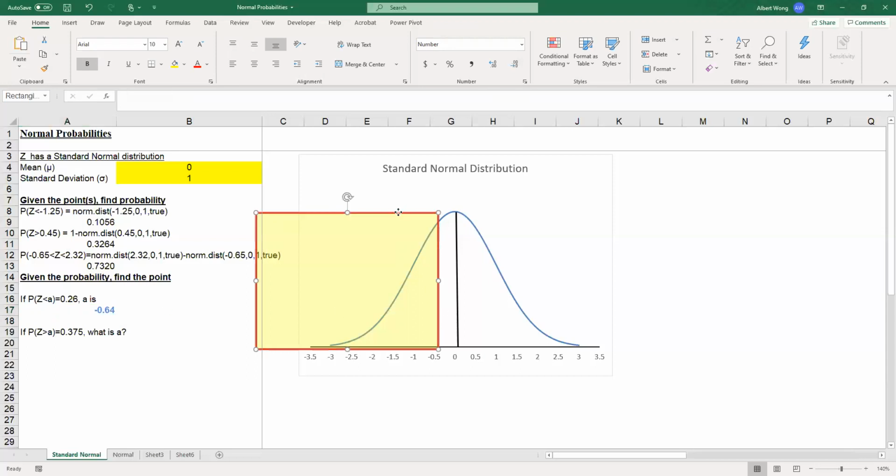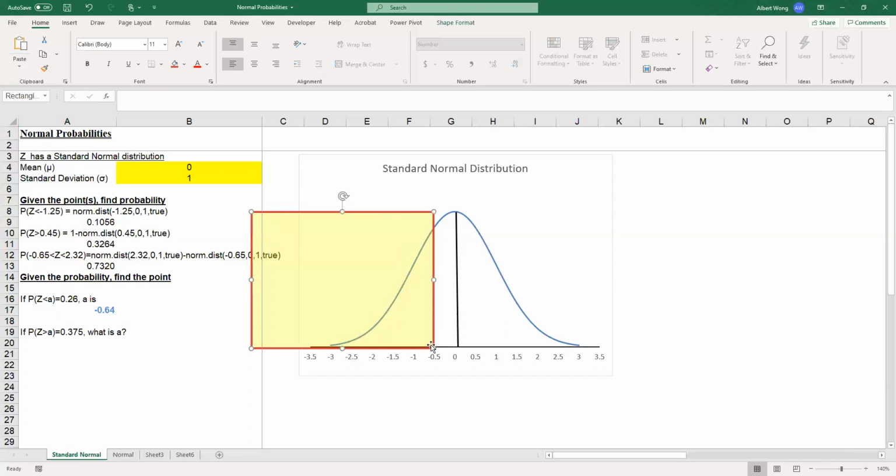So negative 0.64 is just a little bit around here. So A is this one. Now, let's do one more example. Suppose we want to find the area where the probability is 0.05.